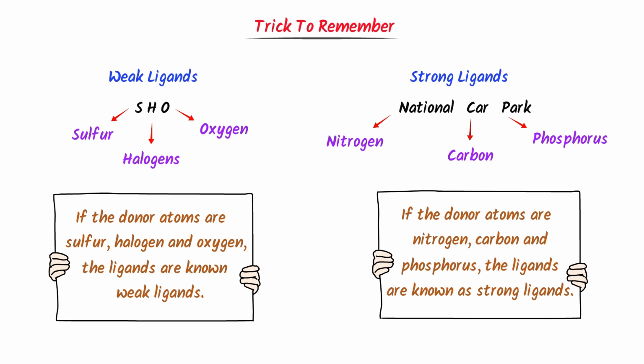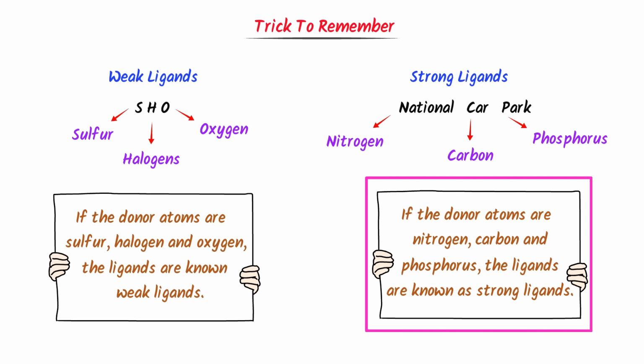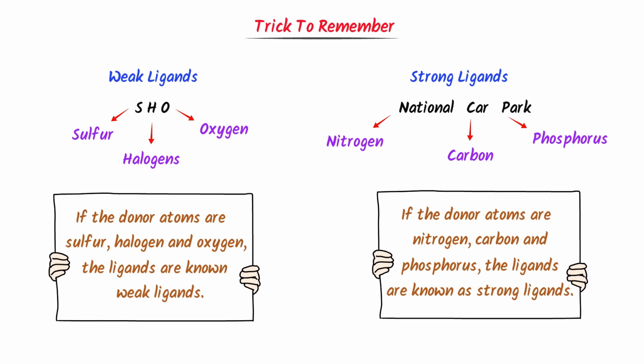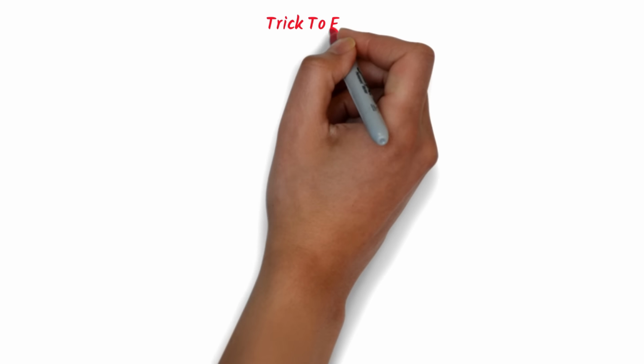On the other hand, if the donor atoms are nitrogen, carbon, and phosphorus, the ligands are usually known as strong ligands. Let me repeat it. If the donor atoms are nitrogen, carbon, and phosphorus, the ligands are usually known as strong ligands. Also remember that there are some exception cases, but overall, this is the best way to remember weak and strong ligands. Now let me teach you my personal trick of valence bond theory.